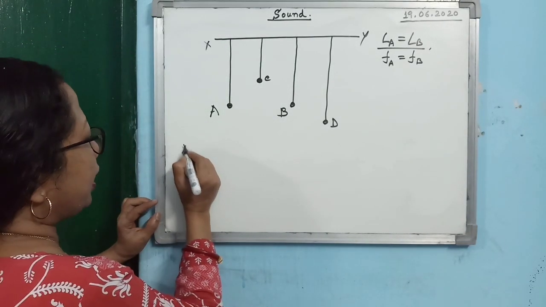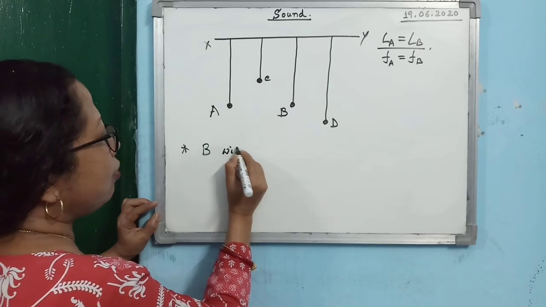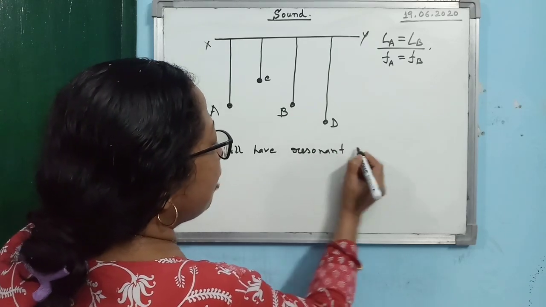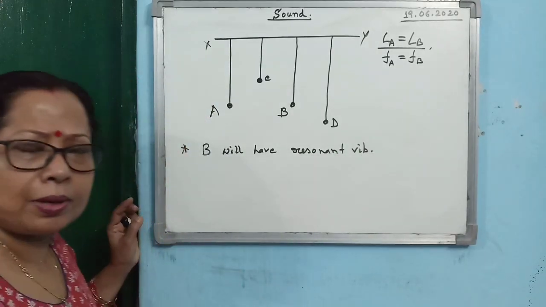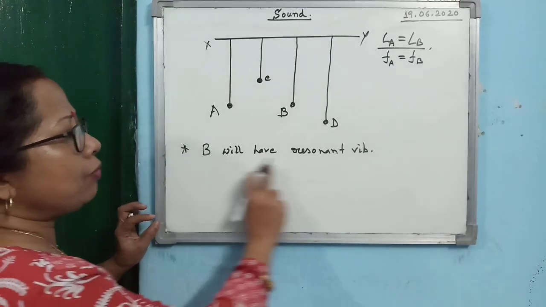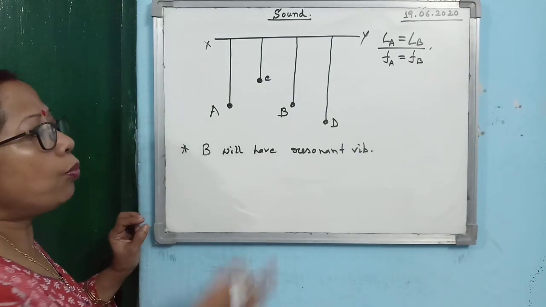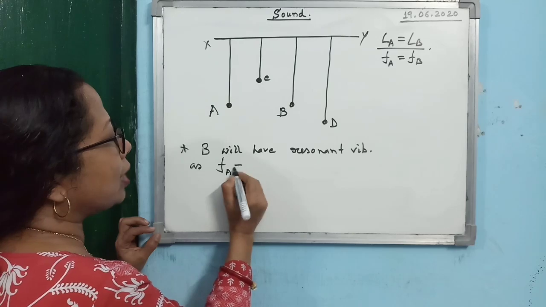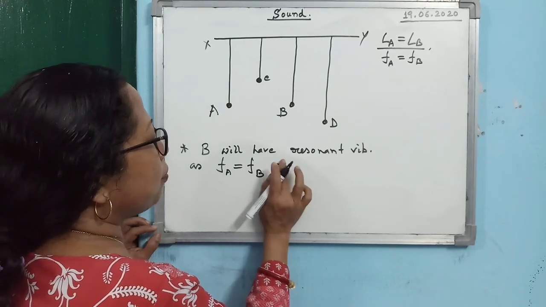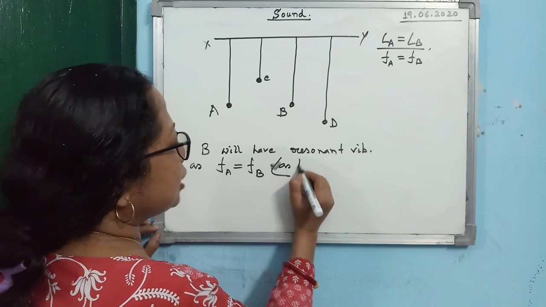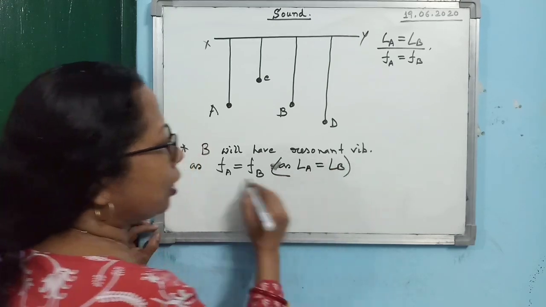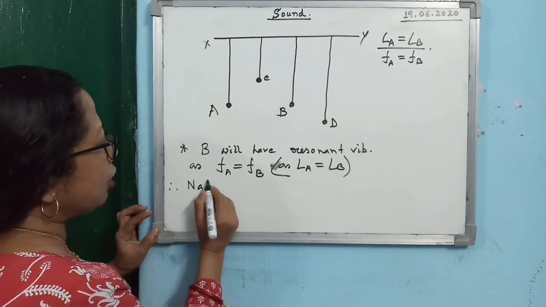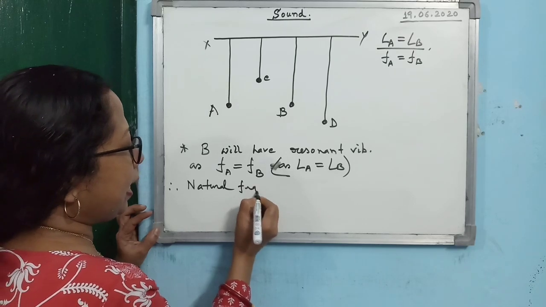So how to write the point? You will write: B will have resonant vibration. I have written VIB, but you must write down the full term. So B will have resonant vibration. Now why will B have resonant vibration? You must write down that the frequency of A and the frequency of B are equal, then within brackets mention their lengths are equal. That's why the frequencies are equal.